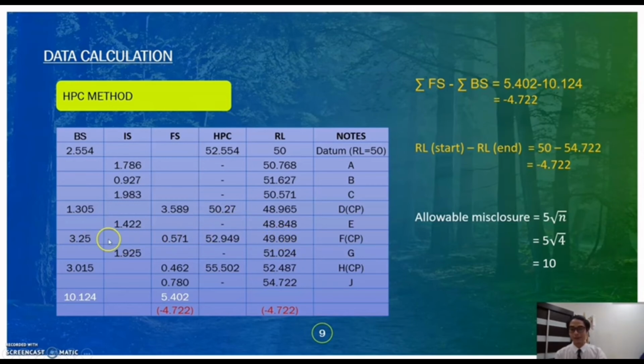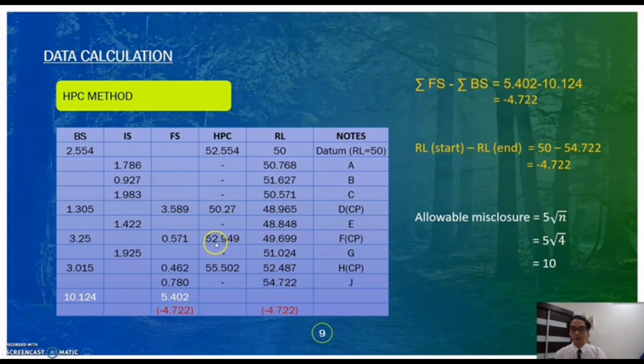And there's the backsight in the same row as 49.699. The backsight is 3.25. That means we need to add on, which means 49.699 plus with 3.25, and then you will get 52.949. Okay, next, 52.949 need to minus with 1.925, then you will get 51.024.